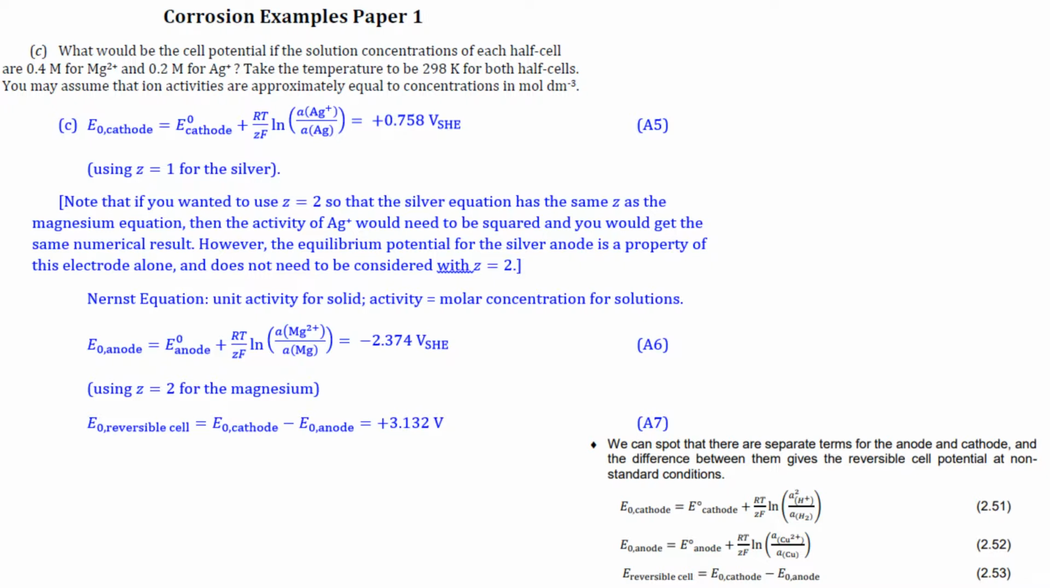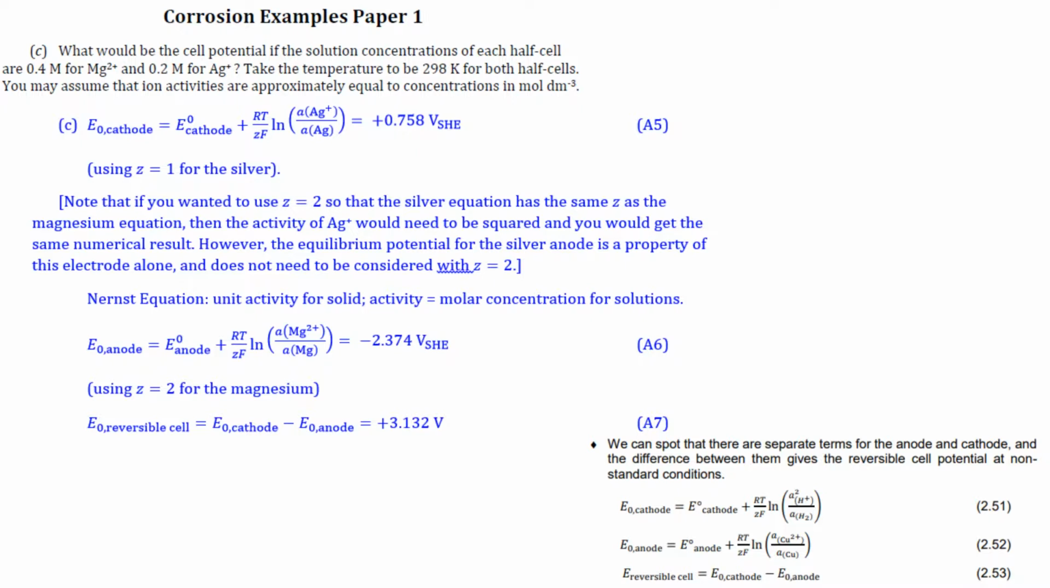When you do the same for the silver ion to silver metal cathode in equation A5, you need to pay attention because the Z term there has a value of 1. That's because there's 1 electron transferred between the silver metal and the silver ion in the bracketed log term in A5. If you wanted to make Z 2, to make 2 electrons be the relevant value of Z for both equations A5 and A6, you might want to do that because it would make your algebraic life easier, but you would need then to use the silver plus activity squared in the log term of A5.